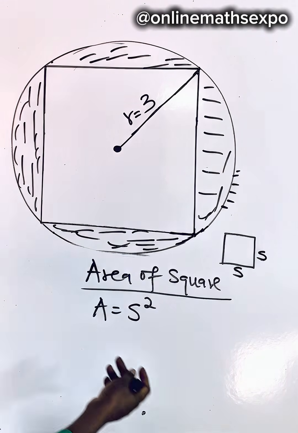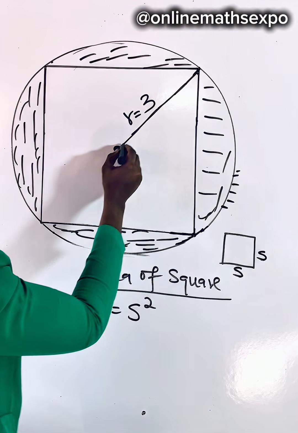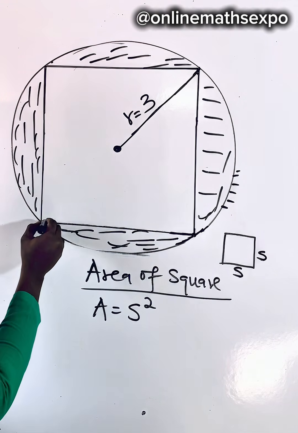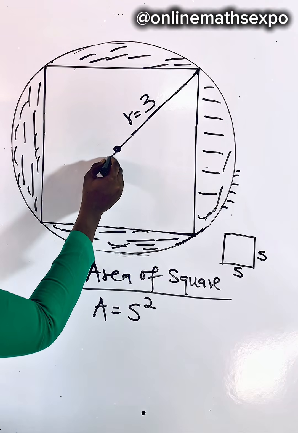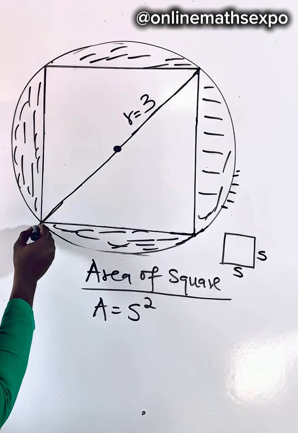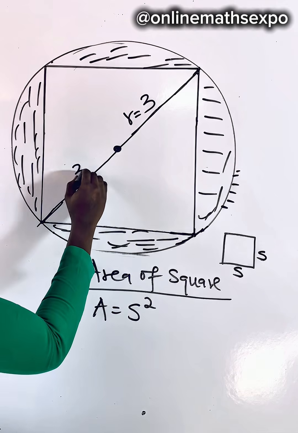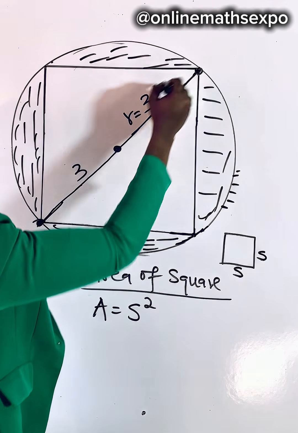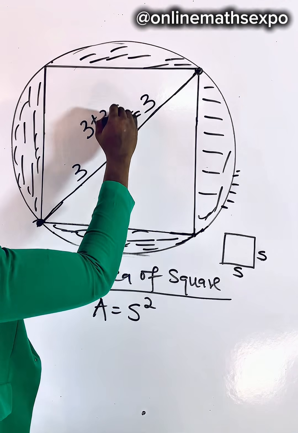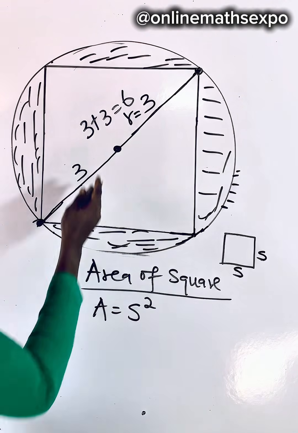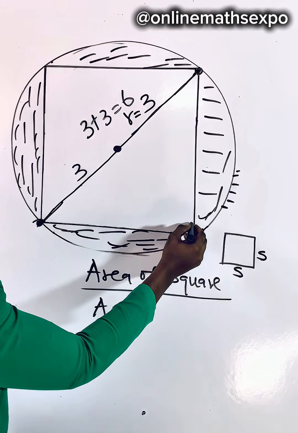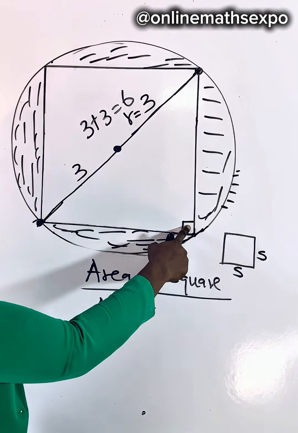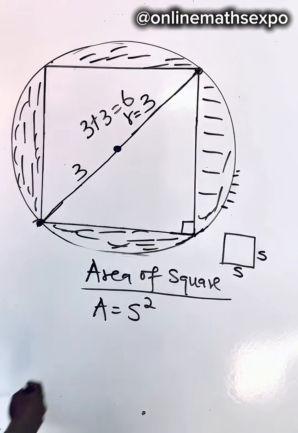So how do we do that? Remember that from here to here is the radius, which is 3. You can also get from here to here to be 3 because it is also the radius of the circle. So it means that here is also 3. So from this end to this end gives us 3 plus 3, which is 6. If this gives us 6, you observe that for every square, there are right angles here. So it makes an angle of 90 degrees here.